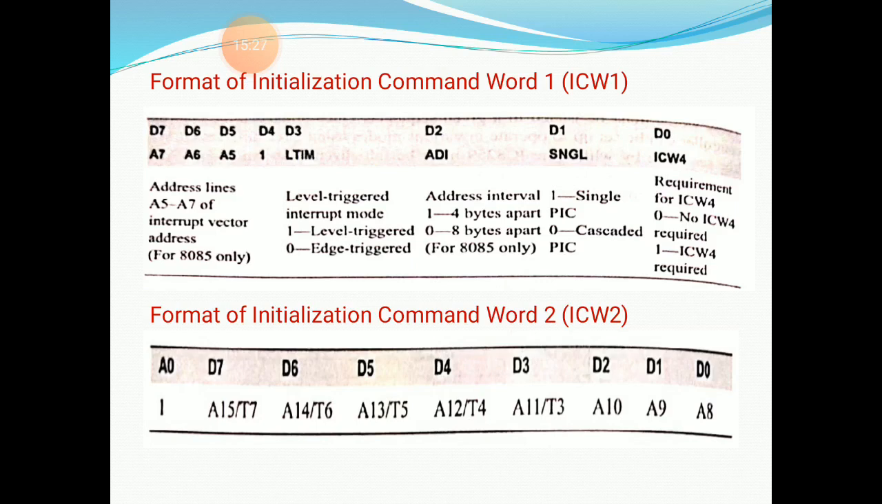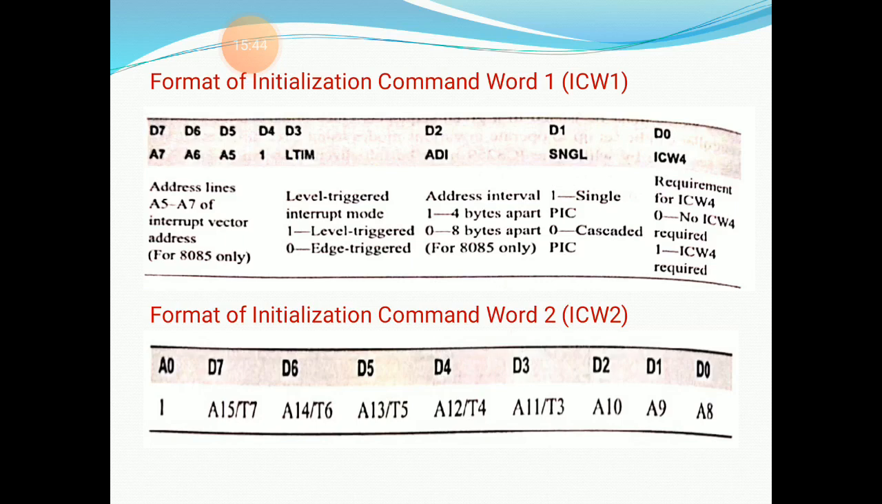If D3 equal to 1, level triggered input is applied. D3 equal to 0, edge triggered interrupt input is applied. As we know, INTR is a level triggered interrupt and NMI is the edge triggered interrupt. And the D4 bit is always 1.